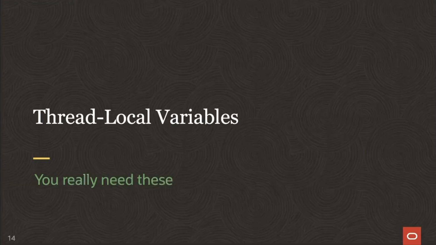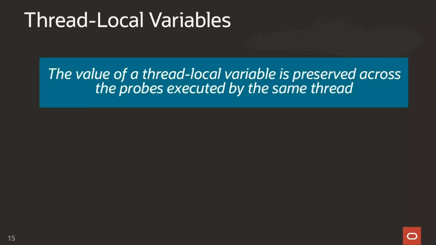I now want to talk about thread local variables, and that's a really important concept in DTrace. You absolutely need them. They're sort of indispensable. What's a thread local variable? The value of a thread local variable is preserved across the probes executed by the same thread. What does that mean? It's a variable that's accessible to that thread throughout its execution. You can call it a global variable, but it definitely has a very wide scope because the thread can access its thread local variables from wherever. And that's really very powerful and useful.